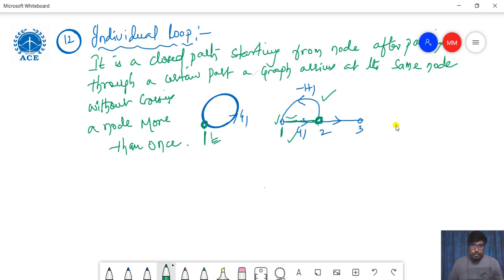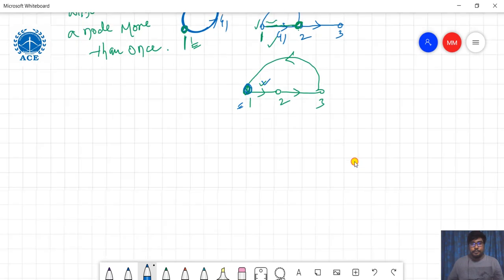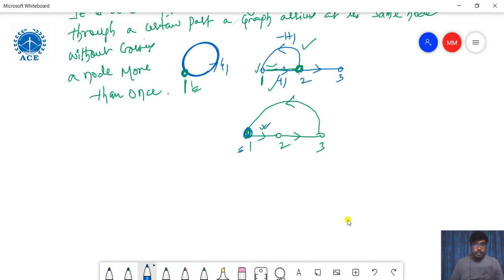Individual loop means, see here, if I consider the same example, nodes 1, 2, 3: the path is starting here, moving to node 3 and terminating at node 1. This is an individual loop, generally called a self loop or individual loop. This one is the 12th term. Now we will see the 13th one.